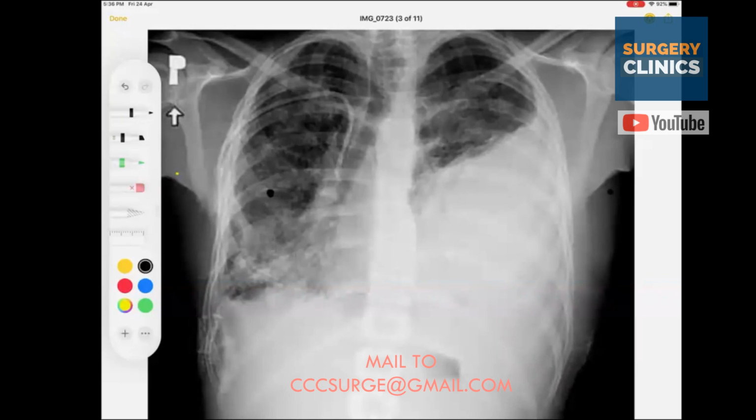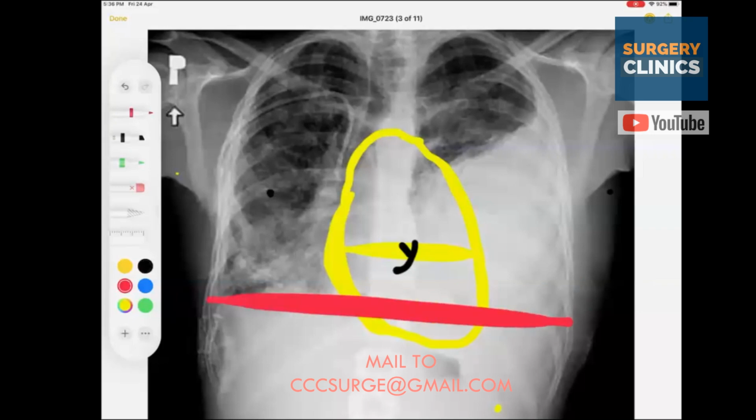The cardiac shadow is still seen. Okay, you can see that the cardiac shadow is still seen. I'm not asking all those medicine questions, which border is made by which. But what is important is this distance is, as I have said, y. And what is the other distance? The other distance is x. What is y? Sir, y is less than half of x.